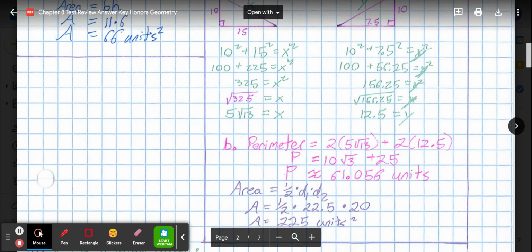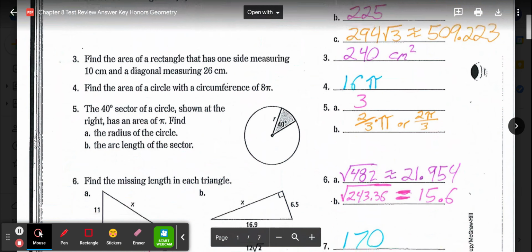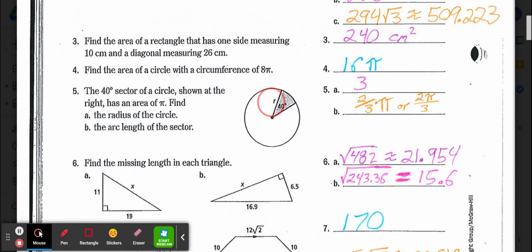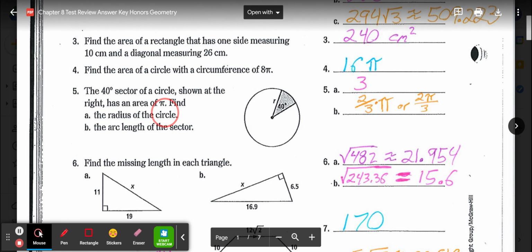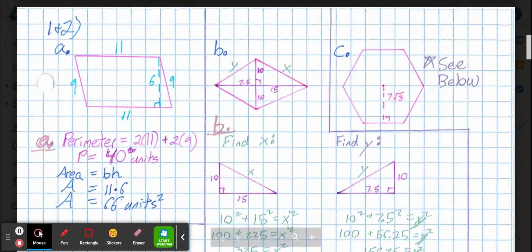Now moving on to number 5. Number 5, again, another circle problem. We know that the shaded region, sector, has 40-degree measurement, and it has a radius of r. So first, they want us, based on this info, and we also know that it also has an area of pi. So this sector has an area of pi. So they want us to find the radius of the circle and the arc length of the sector.